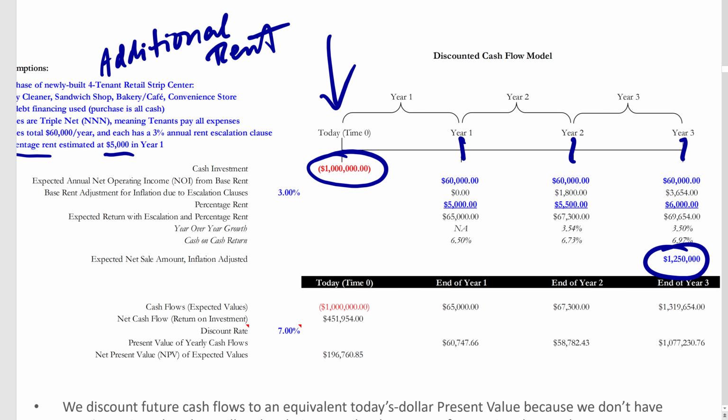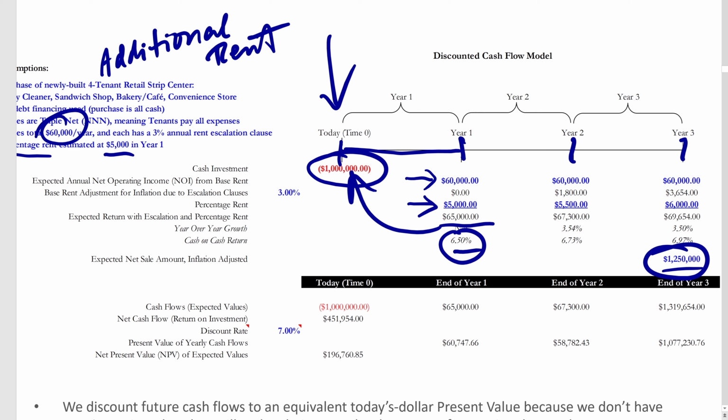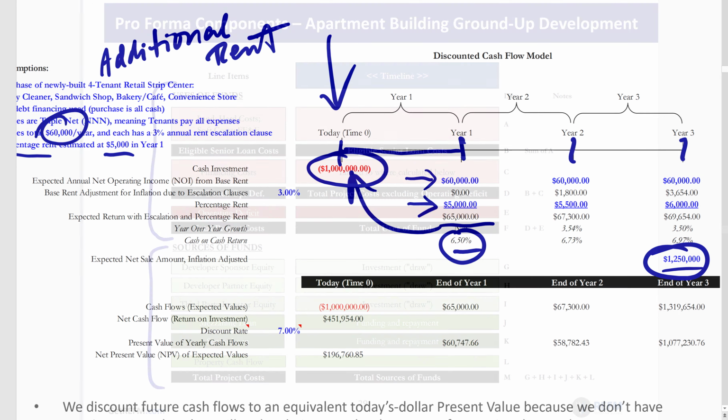And then a sale at the end of year 3, and we'll assume that that's $1.25 million. And over the course of each year, we will collect rent. In the case of year 1, it's the $60,000 that we mentioned as the base year amount across all 4 tenants, as well as the $5,000 in percentage rent for a total of $65,000. And that would give a cash-on-cash return of $65,000 on $1 million, or 6.5% over the course of year 1.